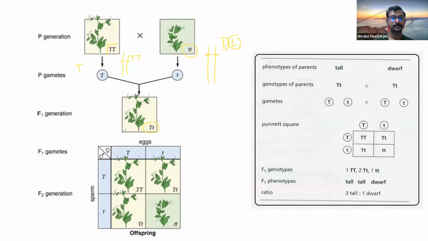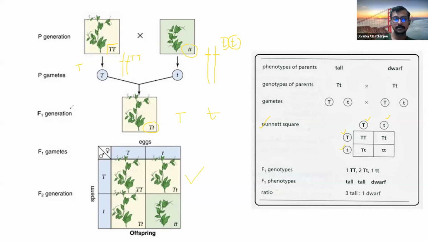Now, what are the possible gametes that can be formed from the first filial generation plants? The gametes can have capital T or small t, which is also shown here in the Punnett square. Male gametes and female gametes can both have capital T or small t. That will lead to this combination of genotypes that is possible in the second filial generation plants, in the F2 generation, right?